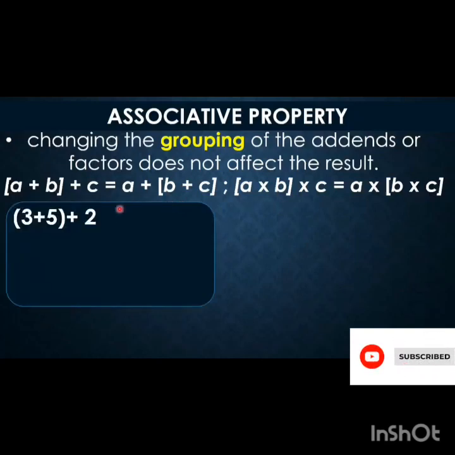Now we check by substituting numbers. 3 plus 5 in the bracket, plus 2, is equal to 3 plus, in the bracket, 5 plus 2. It is the same. First, 3 plus 5 is 8, plus 2 is 10 on the left. On the right side, in the bracket, 5 plus 2 is 7, plus 3 is 10. 10 is equal to 10. That's correct.